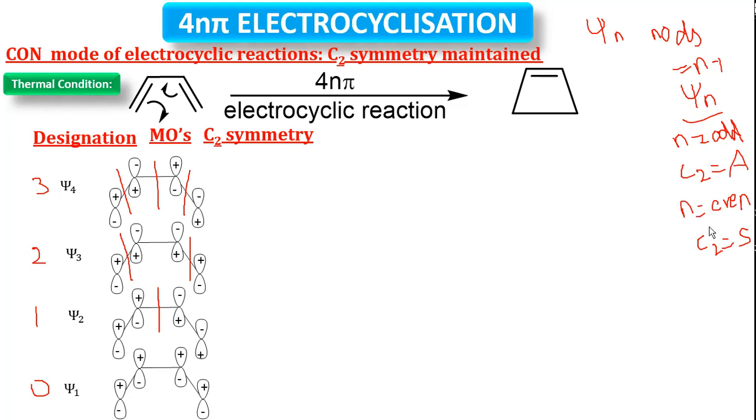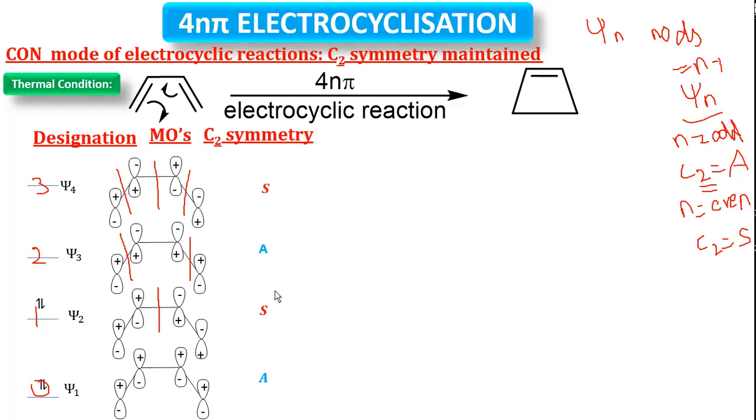We can easily remember: C2, 2 is there, 2 belongs to even, therefore even-numbered molecular orbitals are symmetric. So let's classify this one. Psi1 is asymmetric, psi2 is symmetric because of 2, psi3 is asymmetric, and psi4 is symmetric.